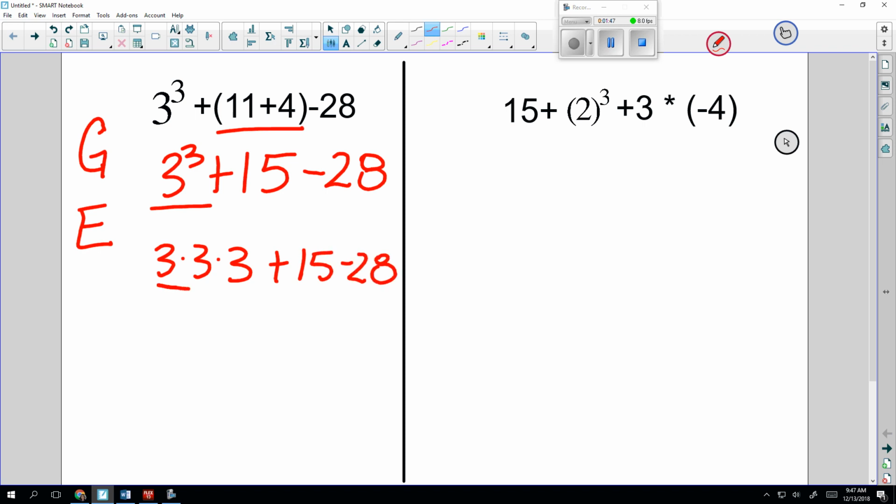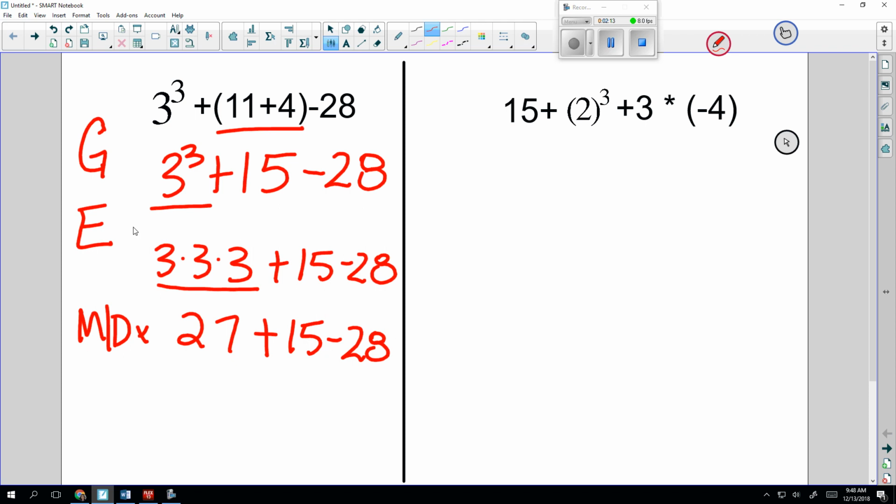And so now I can do this. What is 3 times 3 times 3? 27. That's right, 27. And so I'm going to take 27 plus 15 minus 28. Everything's just going to stay there. And then what's the next step? Multiply and divide. Is there any multiply or divide in what's left of my problem? No. So I don't have to do this step.